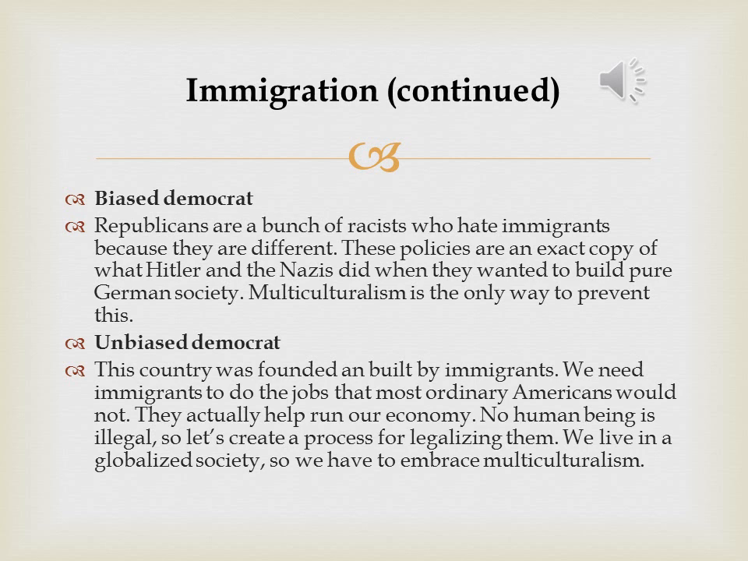So these are their arguments. Of course, I don't want to put all Democrats under these definitions. These are just two extreme ones. The biased example is the very, very extreme example of what some would argue. I did hear those arguments, by the way, just like I heard biased Republican arguments. An unbiased Democrat is someone who is also very passionate about this issue, but he or she is willing to explain why we need immigrants and why we need to legalize them.